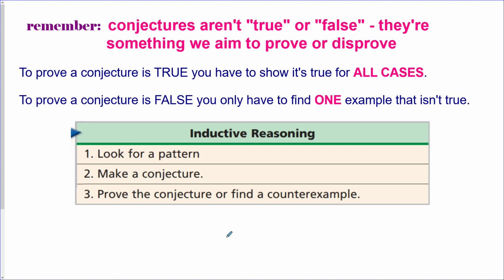So our goal here is to look for a pattern, make a conjecture, and then prove the conjecture or find a counterexample. One or the other. If you find one counterexample, great. You're done. If you want to try to prove that it's true, make sure you go through and prove for every single case that it's actually going to happen.